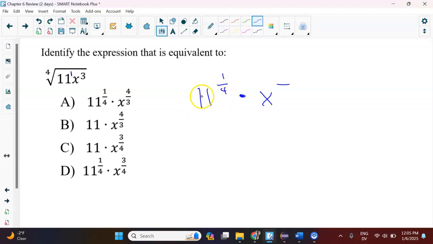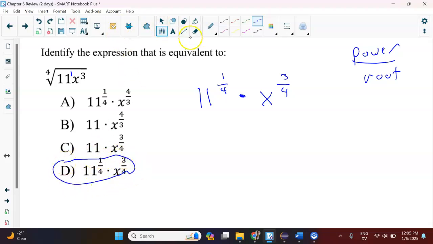Okay, and the fraction for 11 is power of 1 and root of 4. So it's going to be to the 1/4 power. Again, the power goes on top and the root goes on bottom. Okay, so for x, it's a power of 3 and a root of 4. All right, and that would be our answer. So it should look like that one. See if I can circle it a little bit better.